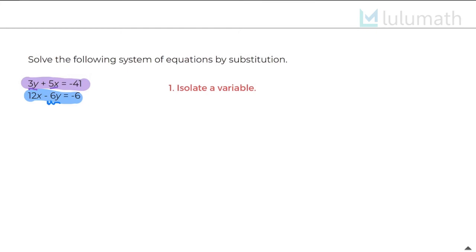So that means that is probably going to be the easiest variable for me to isolate. So I will go ahead and write down my equation, 12x minus 6y equals negative 6. Okay, and then I'm going to get rid of this positive 12x. Now, a lot of people see this minus sign and think, oh, I've got to add the 12x, but the minus sign is for the 6y, it's not for the 12x. So I'm going to subtract 12x from both sides.